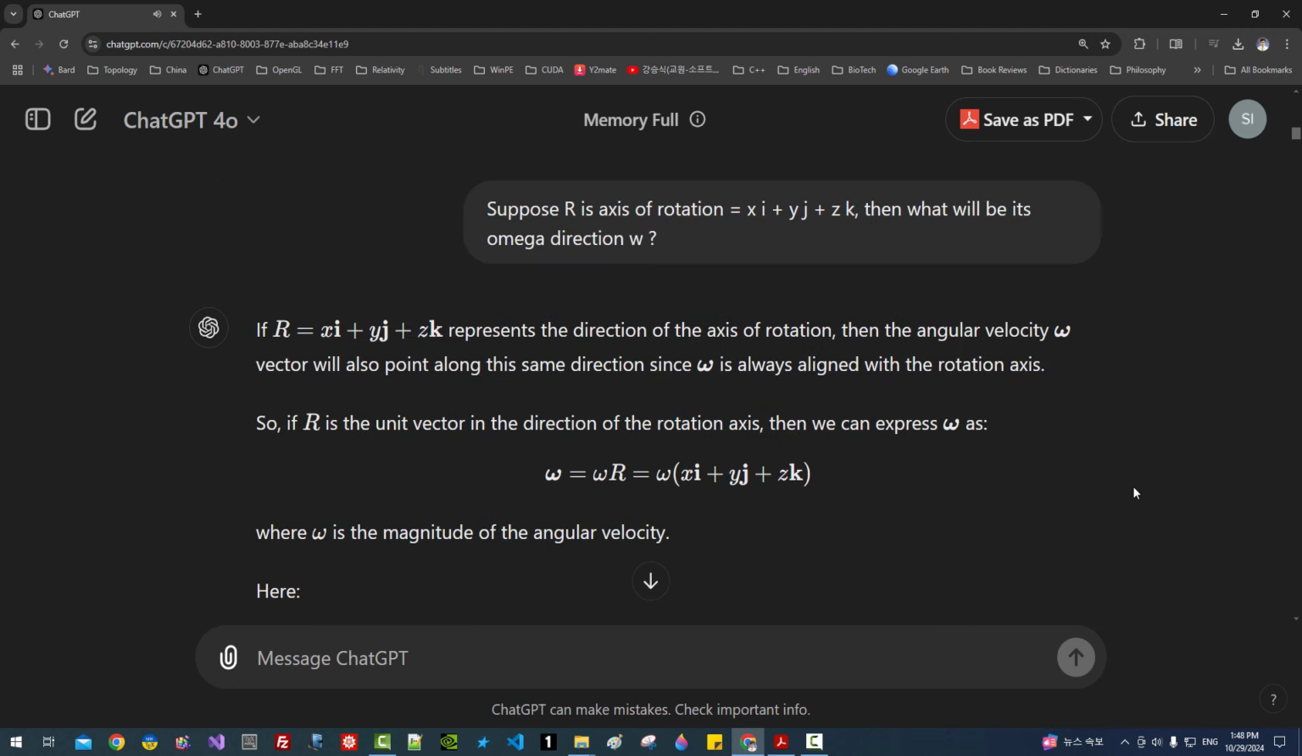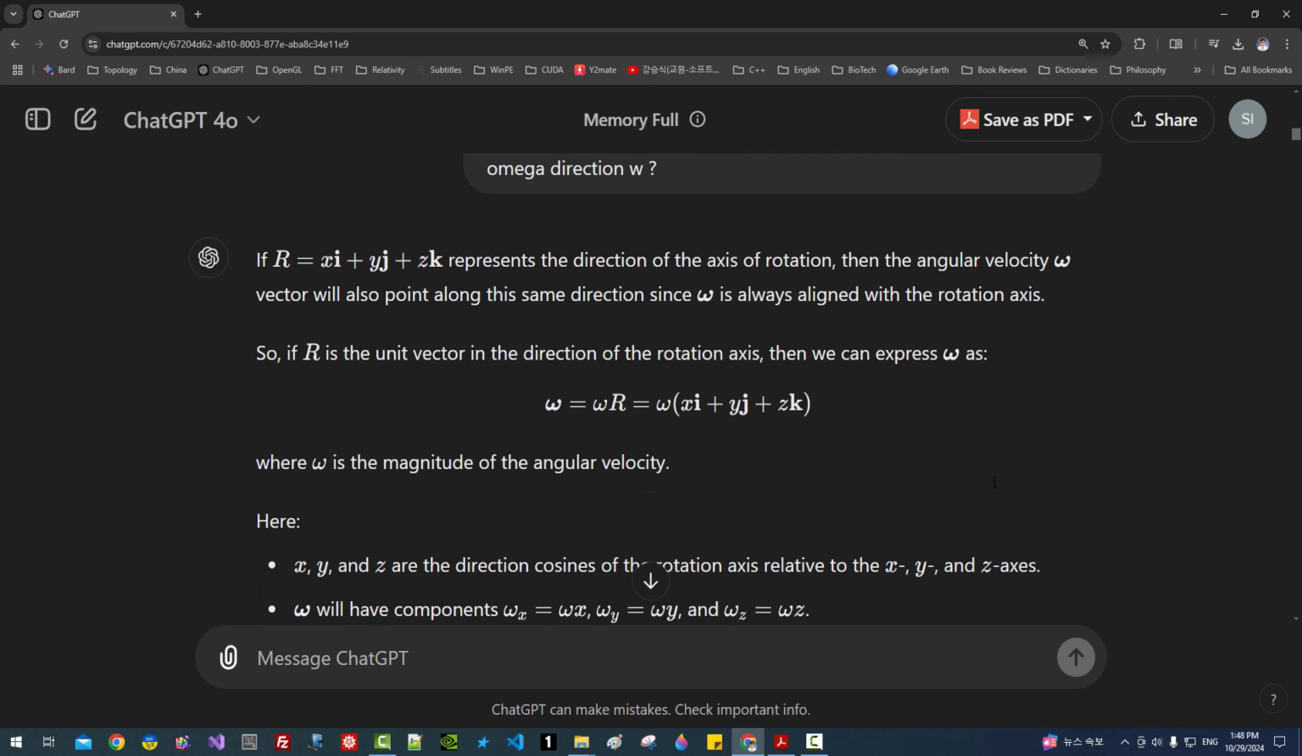Suppose r is the axis of rotation, xi + yj + zk, then what will be its omega direction, ω? If r = xi + yj + zk represents the direction of the axis of rotation, then the angular velocity vector ω will also point along the same direction, since ω is always aligned with the rotation axis. So, if r is the unit vector in the direction of the rotation axis, then we can express ω as ω = ω(xi + yj + zk), where ω is the magnitude of the angular velocity.